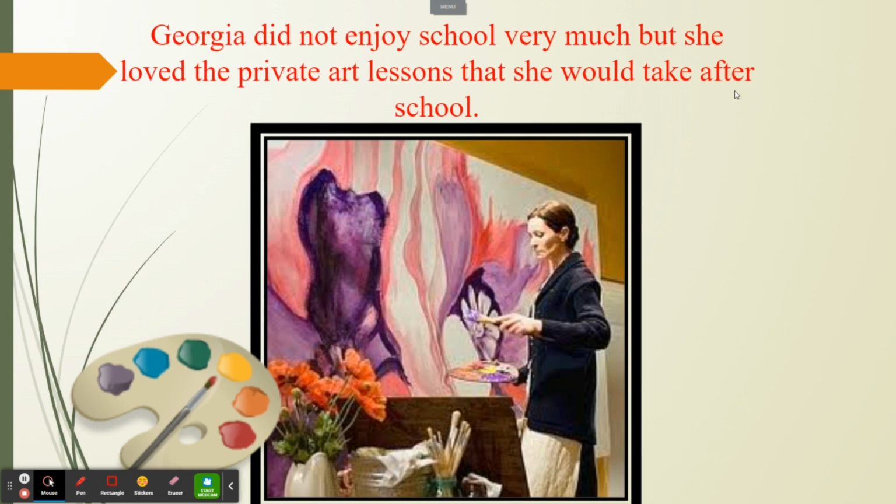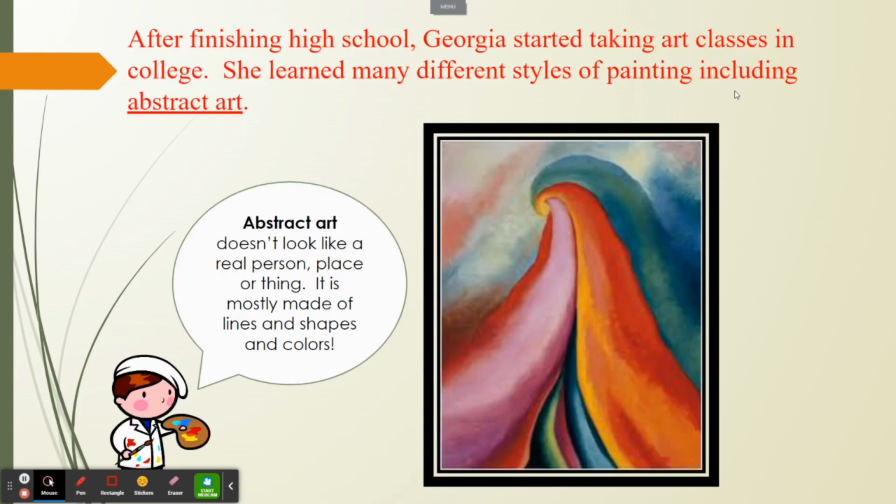So her parents paid for this private artist to come and give her lessons, where she learned all the techniques that you guys are learning today. She's learning how to grid draw. She's learning how to use art properly. And after she finished high school, Georgia started taking art classes in college, so she went on to art school. She learned many different styles of painting, including abstract art, while she was in college.